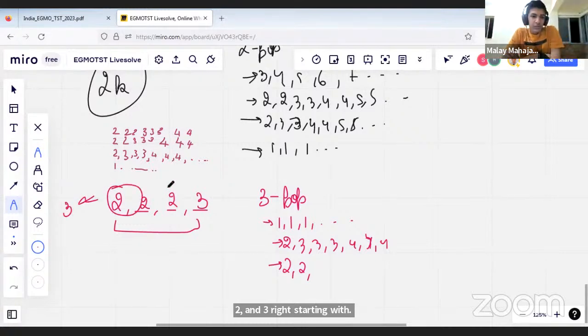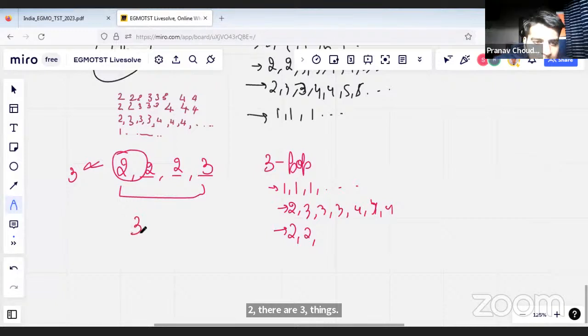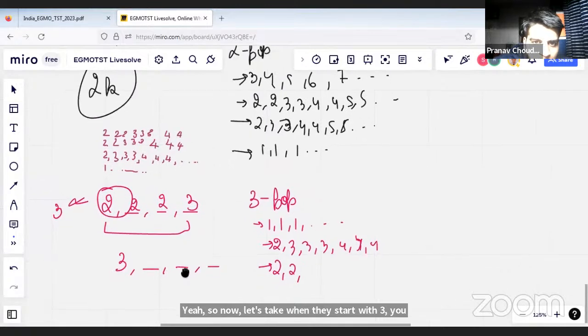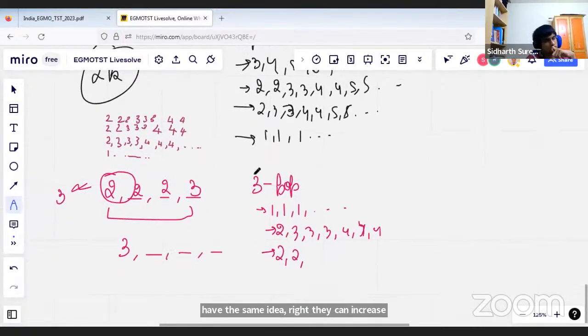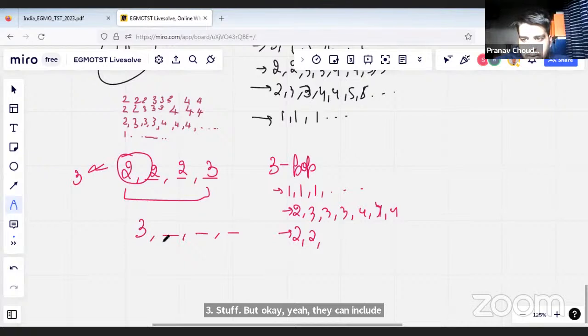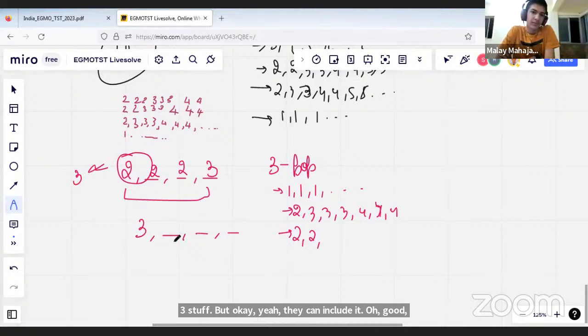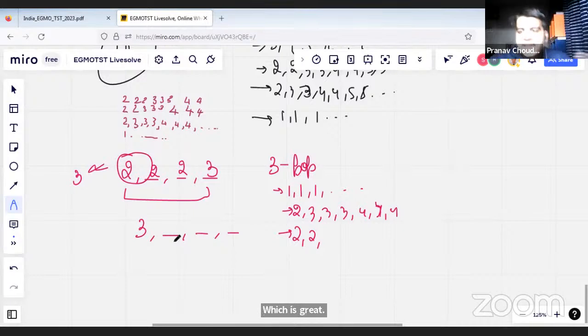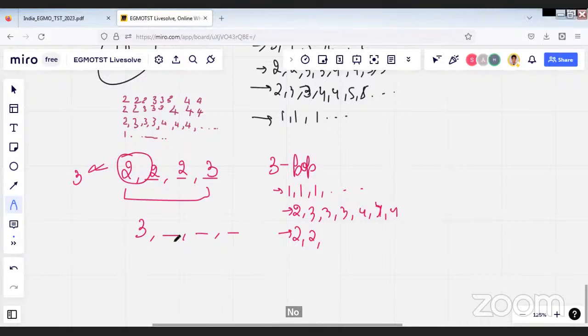Yeah. So now let's take when they start with 3. You have the same idea, right? They have to increase at 2 steps, which is quite hard. No, why is it not just hard? Take 3 choose 2, right? X1 will be the number of 3s, X2 the number of 4s, X3 the number of 5s, X1 plus X2 plus X3 is 4. Order is fixed. Counting the number is simple.